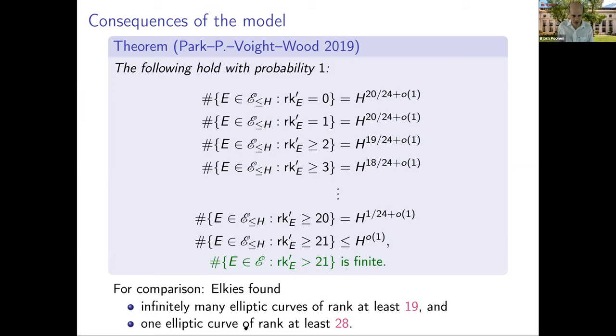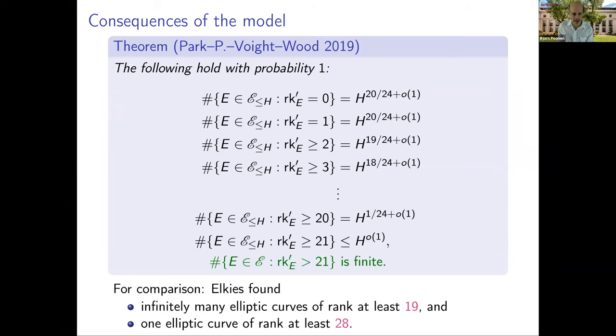And he also found one elliptic curve of rank at least 28. But that's also compatible, because we don't say that 21 is the absolute upper bound. We just say that beyond that there should be only finitely many. So far, everything looks sort of consistent.